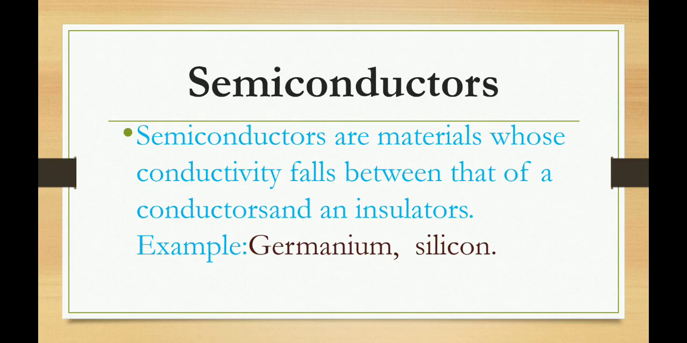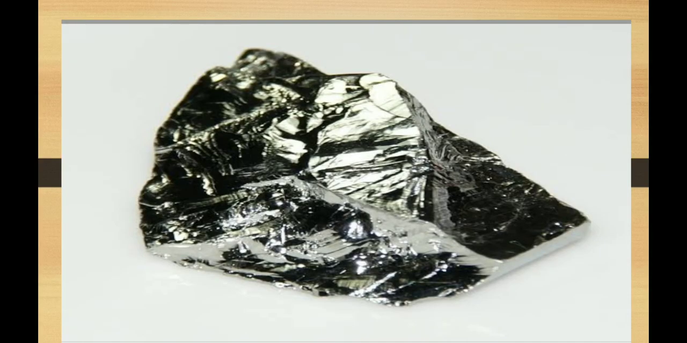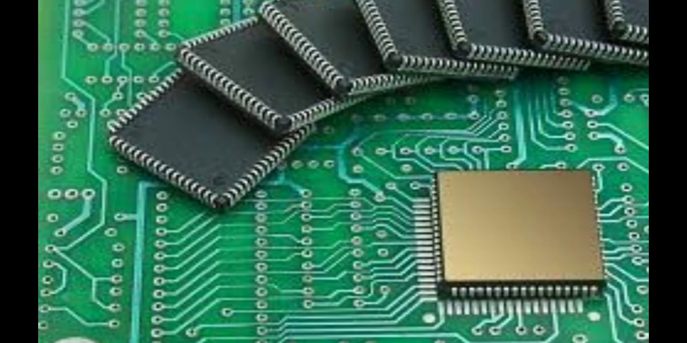Next, semiconductors. Semiconductors are materials whose conductivity falls between that of conductors and insulators. That is nothing but semiconductors are neither conductors nor insulators; their conductivity lies between conductors and insulators. Examples for semiconductors are germanium and silicon. You can observe here, this is germanium and this is silicon, which are examples of semiconductors.